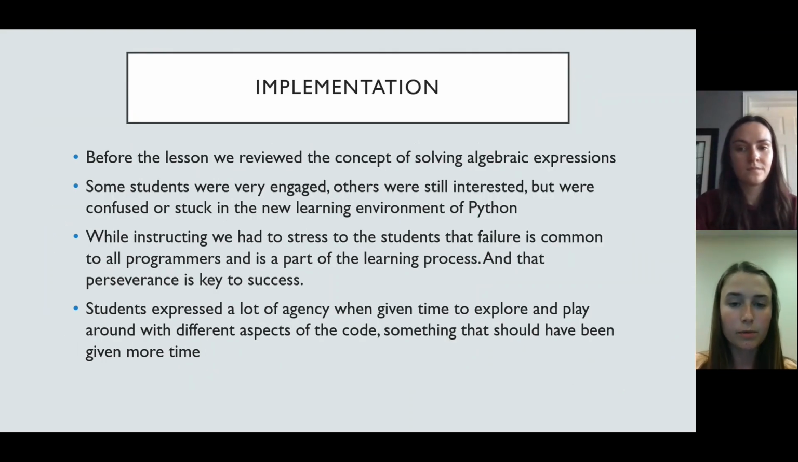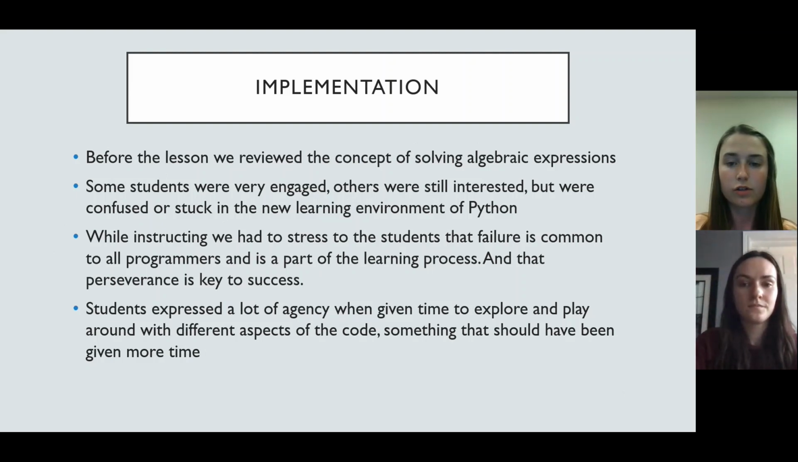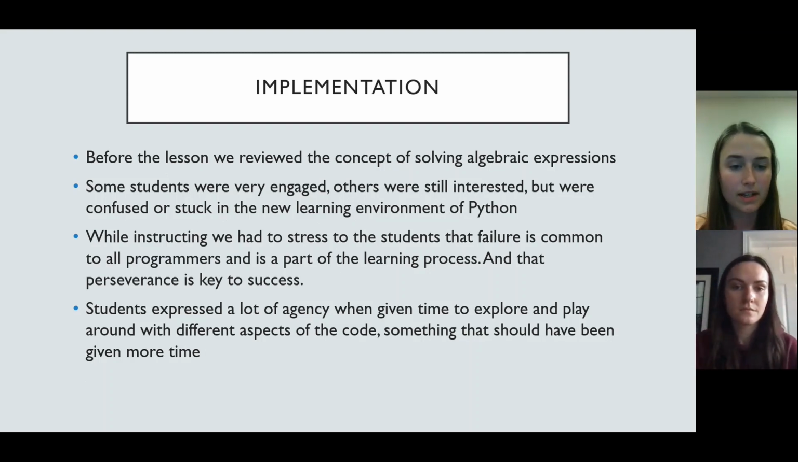Before the lesson, we reviewed the concept of solving algebraic expressions to ensure the students had a good grounding before combining the mathematics and coding in Python. This included showing the students some word problems and example problems. During the lesson, some students were very engaged, others were still interested, but others were confused, stuck, or stressed from working in the new learning environment of Python, as some were not yet fully comfortable with the mathematical concepts they needed to use.